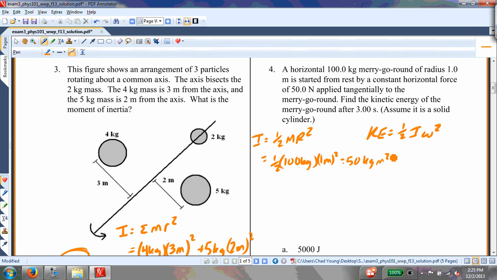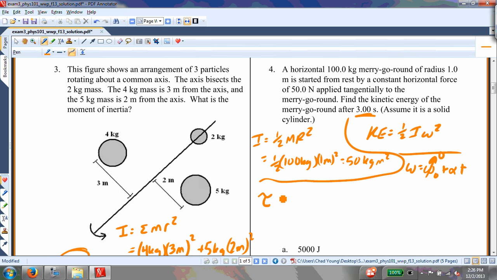Now I want to find omega. Now to find omega, I have to go through a couple of steps. So just separate some of this. Omega is equal to omega naught plus alpha t. Right? But omega naught is 0. I know t, that's 3 seconds, but I don't know alpha. So I can find alpha because I know that my torque is equal to I times alpha. So alpha is equal to the torque over the moment of inertia.